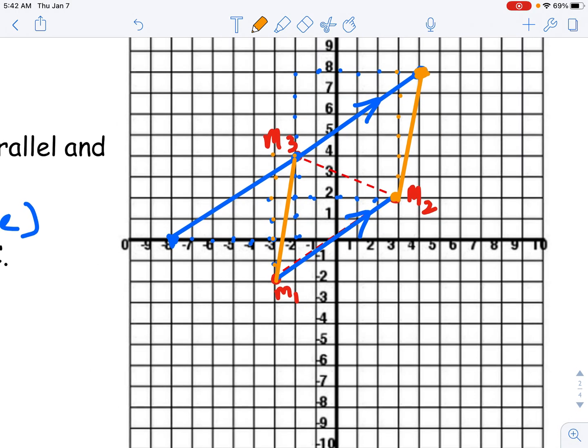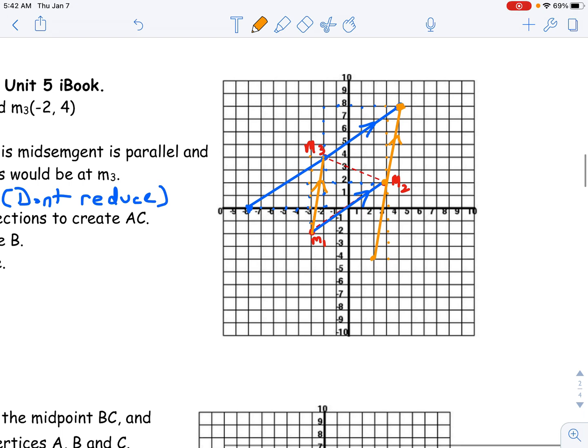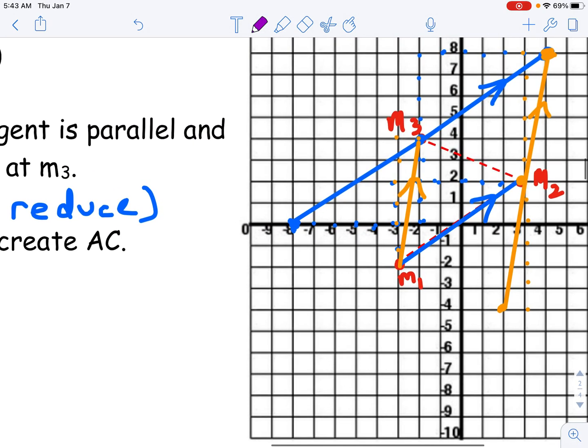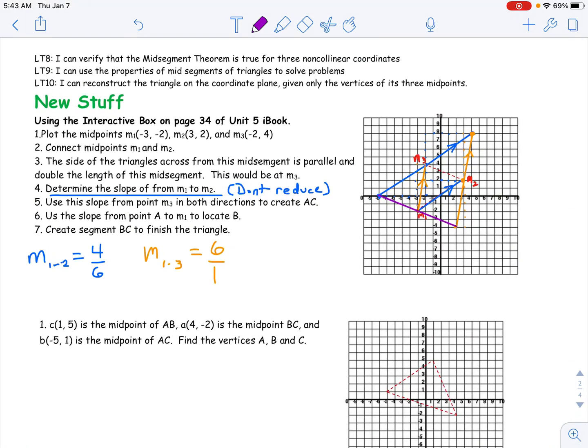These orange lines are parallel, but I need to double the distance of this. So down 1, 2, 3, 4, 5, 6, left 1. Remember I just reversed the order, and now you can see my triangle forming, and this last part is the easiest. You just connect it. And look, I did such a good job, it went right through the midpoint.